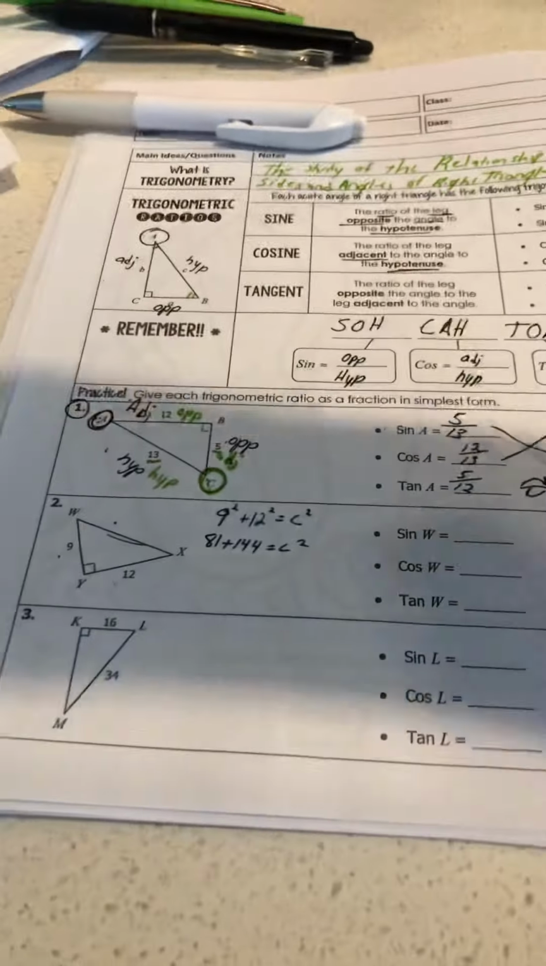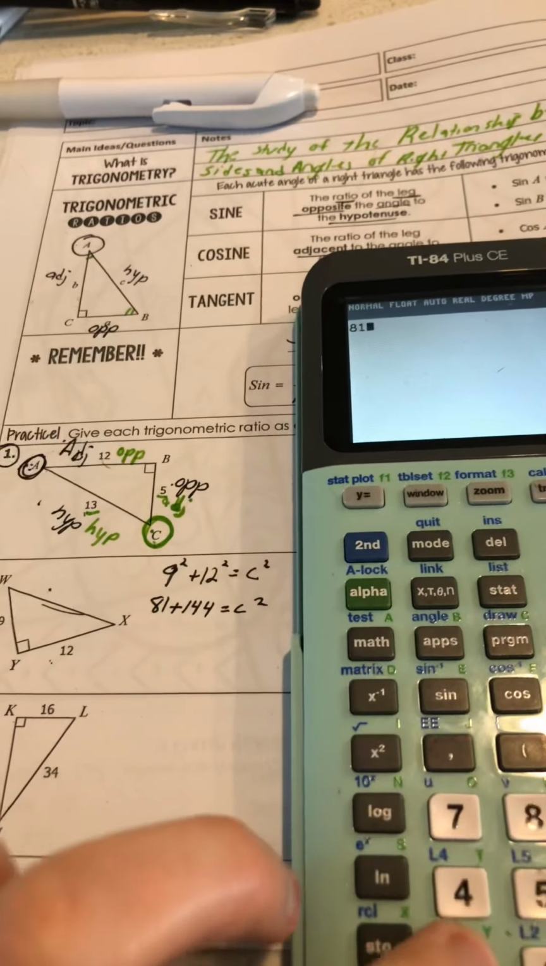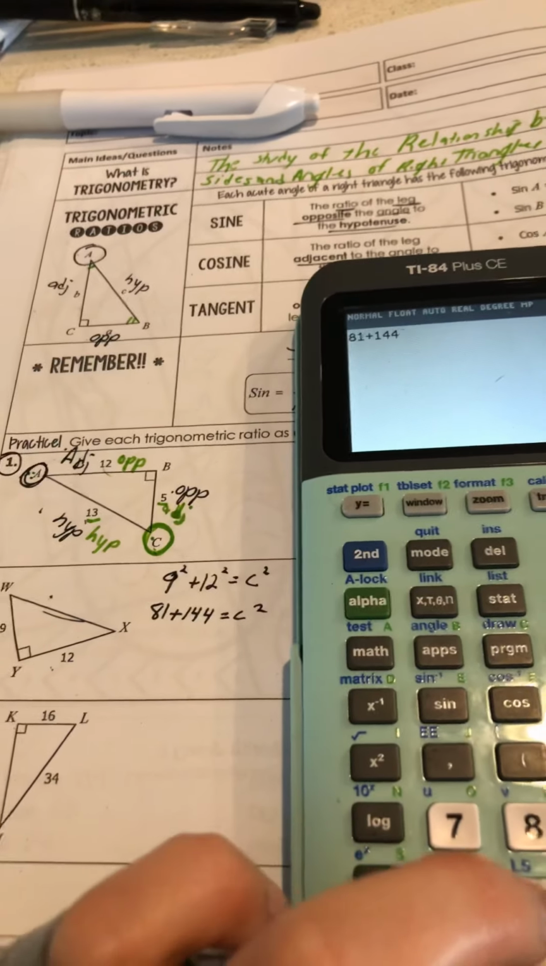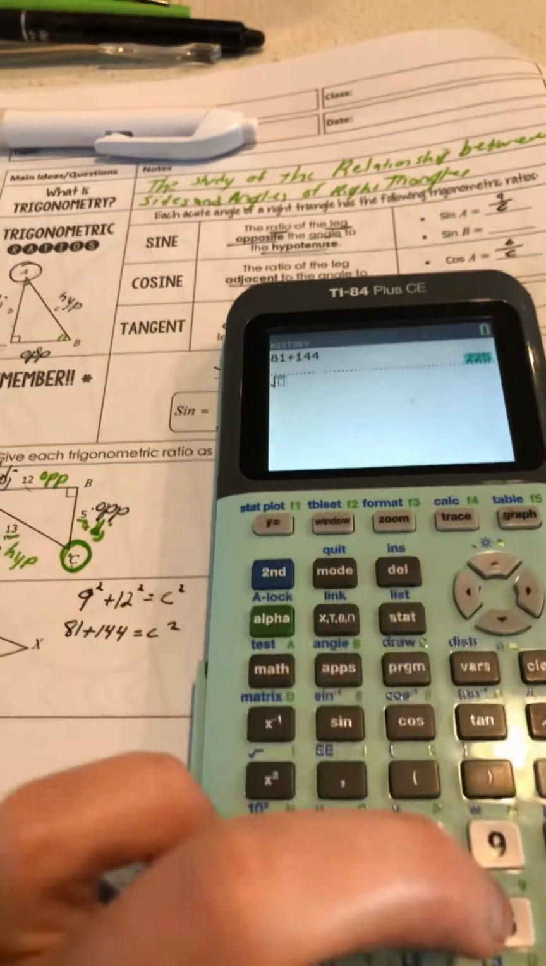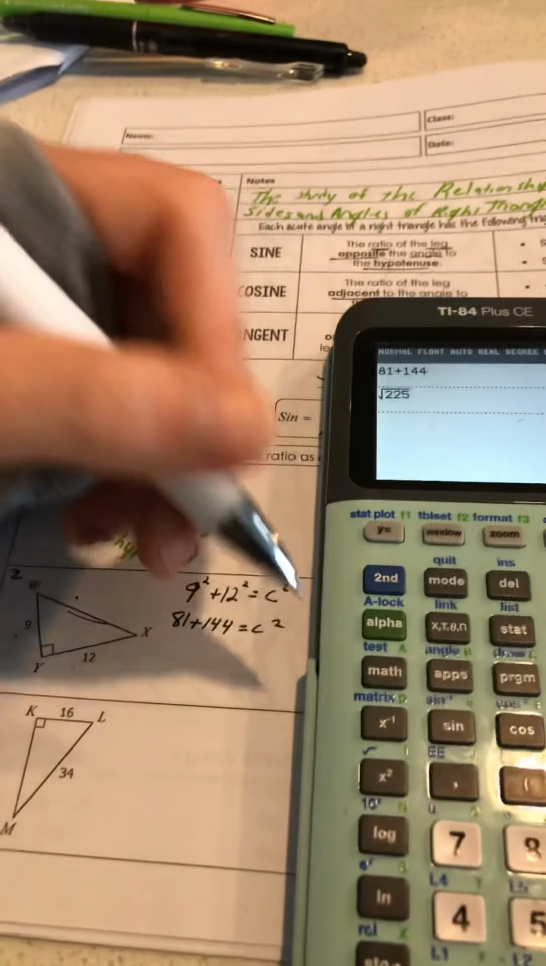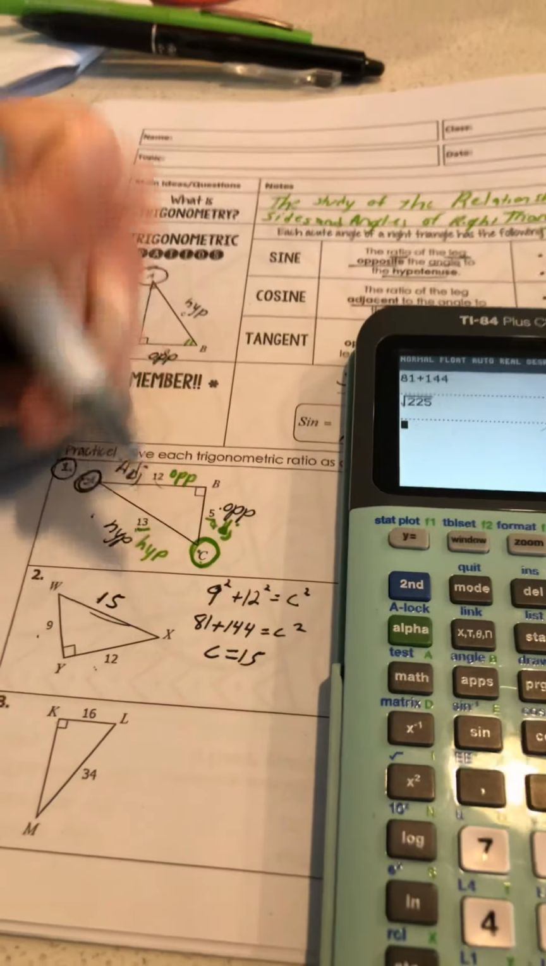And I like to use my calculator. So 81 plus 144 equals 225, which is a perfect square. So we're going to take the square root because we know it's a perfect square. So we've got c is 15. I'm going to write a 15 there.